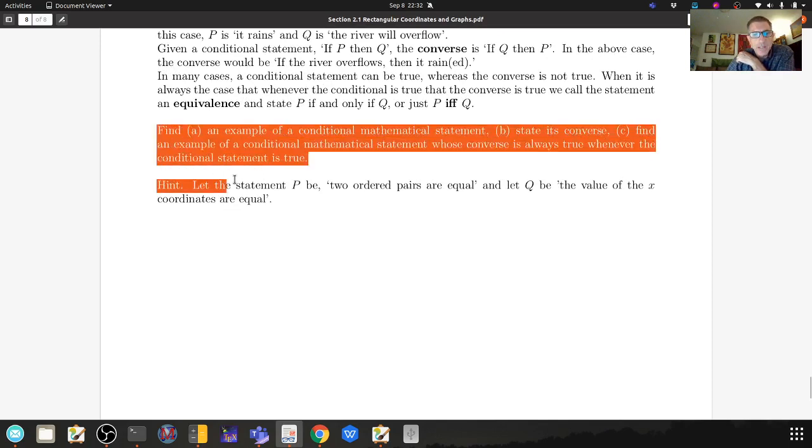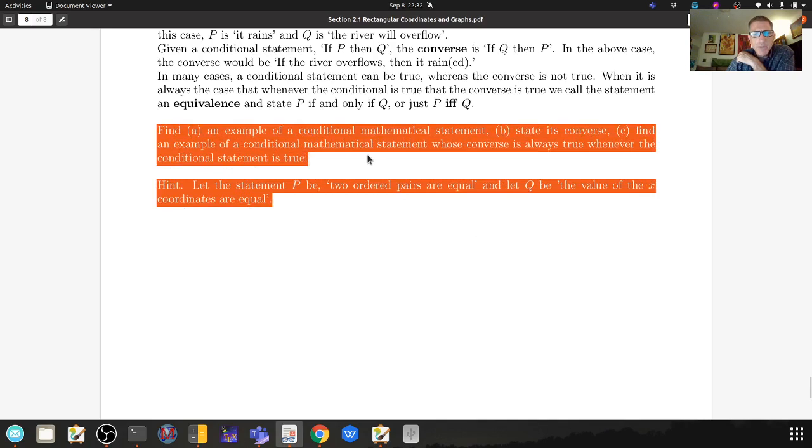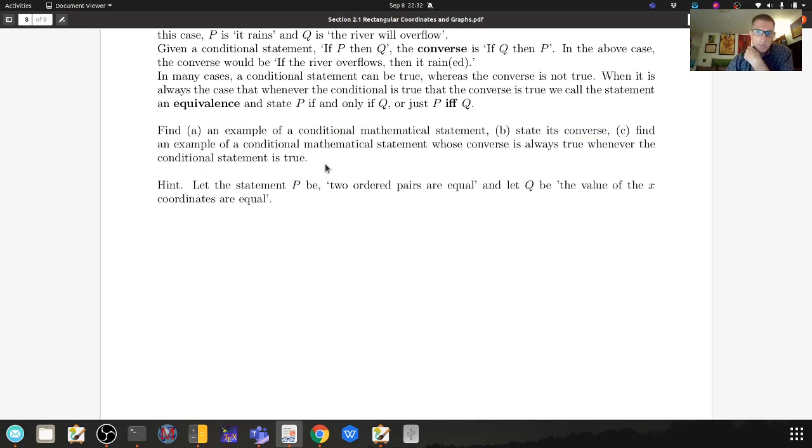So here is a challenge for you. And what I'll probably do with this is make it a bonus or an extra credit. I won't put it on the exam. Find an example of a conditional mathematical statement, not one about rivers and streams. A conditional mathematical statement. So it's going to be in the form if P then Q, if x squared is, for example, state its converse. So if P then Q, then if Q then P. So you just give a statement, then write its converse.